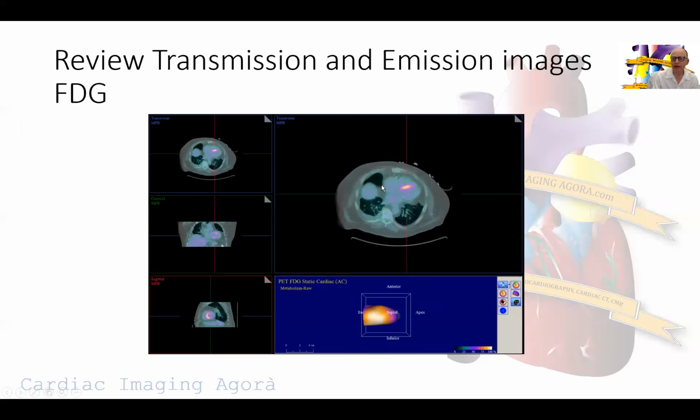And then we have the FDG images that were performed in this patient. Again, the same rationale is to look for co-registration. And here you can see a small pleural effusion on the right side.